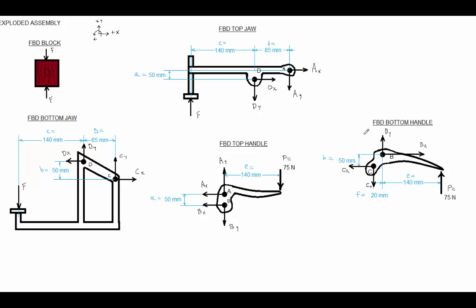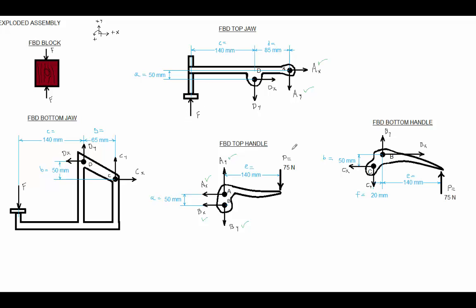After we found BY, we can come back to the top handle. I will have solved for BX by summing moments at point A, AX by summing moments at point B, BY by summing moments at C on the bottom handle. Now I can solve for AY. After solving for AY, we can come up to this. We know AX, we know AY. And the answer would be found just by summing moments at point D. Summing moments at point D would cancel out DY and DX. You can use AY and AX to solve for F.